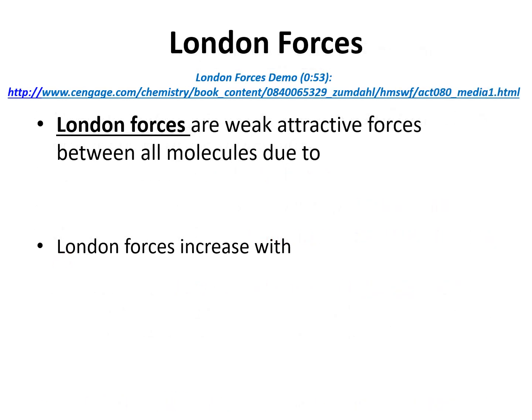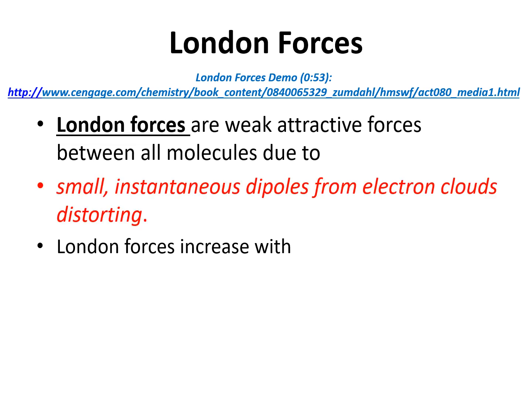So we'll talk about each attractive force individually, starting with the London dispersion forces. These are weak attractive forces between all molecules, and they happen because of small instantaneous dipoles from the electron clouds of neighboring atoms being distorted. These instantaneous dipoles are stronger when you have a larger electron cloud, and therefore increasing atomic size or atomic mass will lead to stronger London forces.